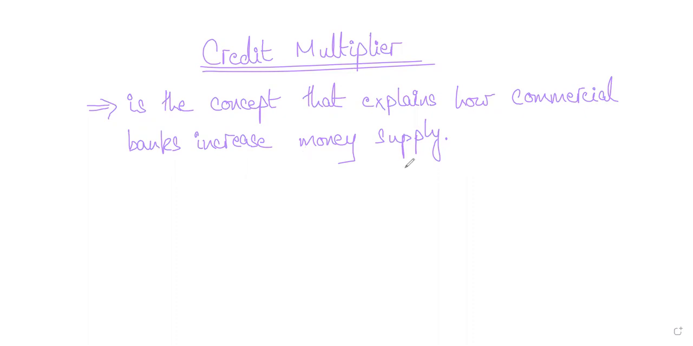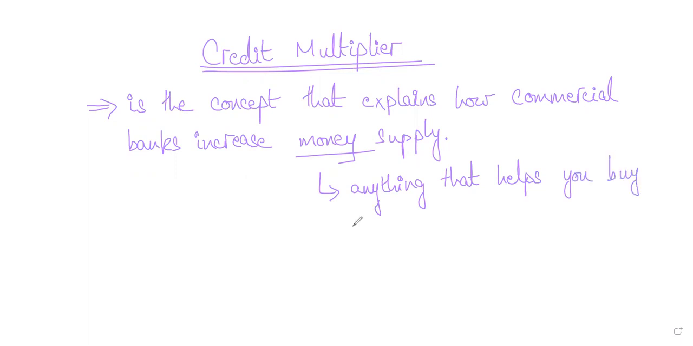And what is money supply? Money is anything that can help you buy goods and services. Basically, it is the transactionary motive that has to be met, right? Anything that helps you to buy goods and services, right? So this is what money is.